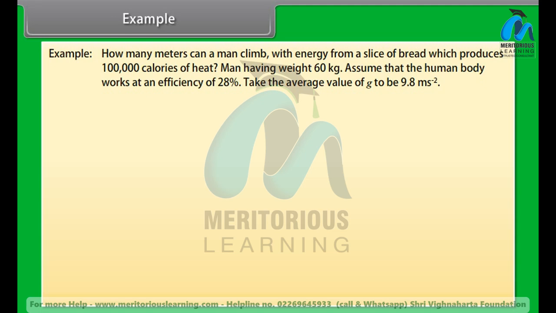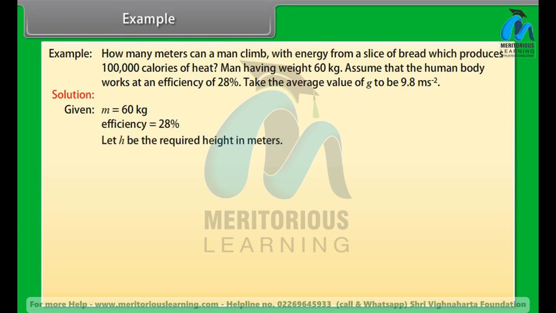Man having weight 60 kg. Assume that the human body works at an efficiency of 28%. Take the average value of g to be 9.8 meter per second square. Let's see the solution. Here, mass and efficiency are given, which are 60 kg and 28% respectively. Let h be the required height in meters.